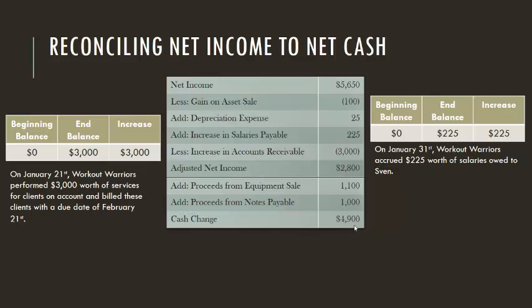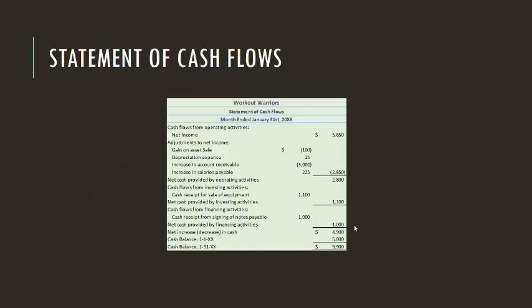And you can do this with any amount of transactions you want. If you take these following steps as you're going through, you will always be able to adjust your net income to the actual amount of cash that performing your normal operations provided to your bank account during the period. And we would see that here on our statement of cash flows for Workout Warriors when it was presented properly.